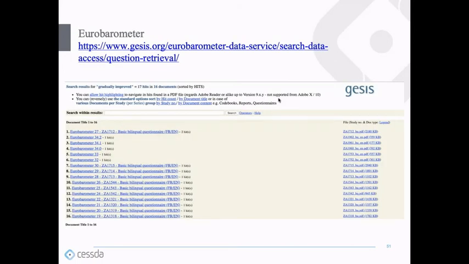However, the GESIS catalog has a very nice feature that allows retrieving questions by keywords. The link is again at the top left corner. By putting a keyword into a search box, the catalog will retrieve all the Eurobarometer surveys that included the question, and then you can download each survey separately.